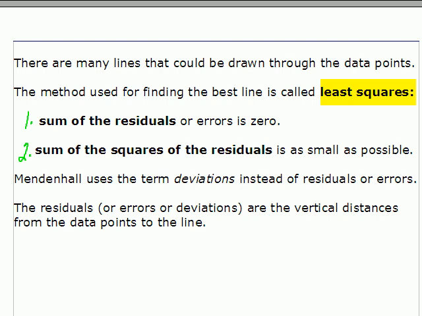Okay, the first one is that the sum of the residuals or errors is 0, and the second is that the sum of the squares of the residuals or errors is as small as possible. Right, I have to define residuals, and I'll do that in a minute. Mendenhall uses the term deviations instead of residuals or errors. What are these? These residuals are the vertical distances from the data point down to the line, or up to the line, depending on the case.